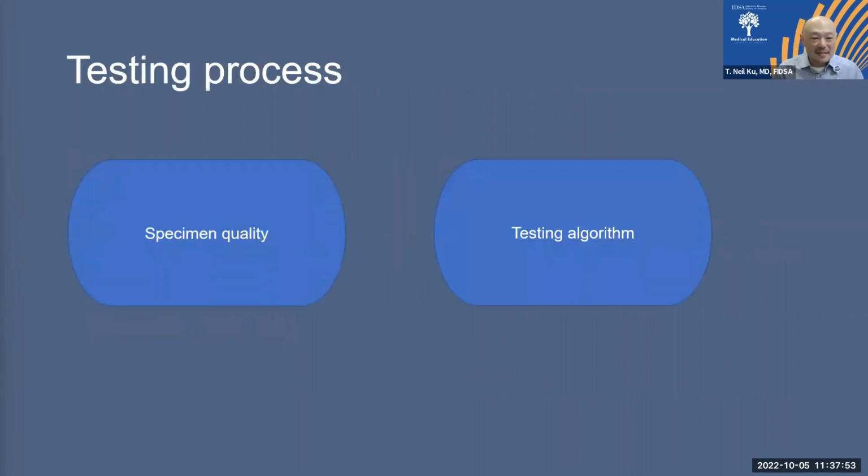Now, the testing process is something I just want to touch on, not go into much detail. As I pointed out, there are certain indicators about specimen collection that are of concern, and there are certainly indicators about the quality of specimens.